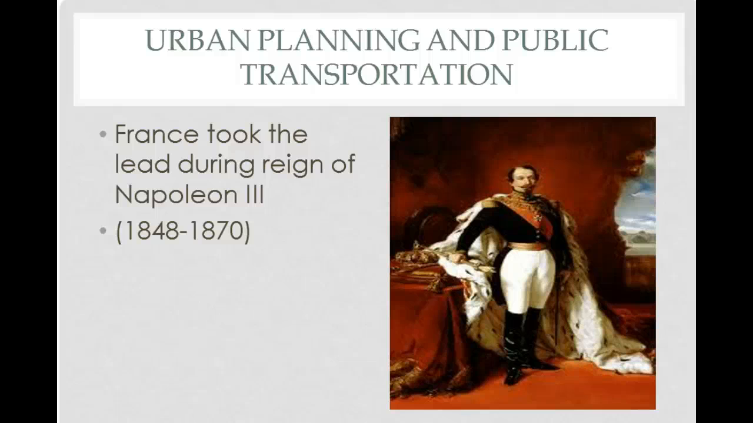So, like I said, Britain suffered the most from the cholera epidemic, but most European cities had seen significant progress in public sanitation by the 1860s and 1870s. So first part, 19th century, bad. Second part, good as a result. Just know that break. So urban planning and public transportation were two other things we needed to fix.